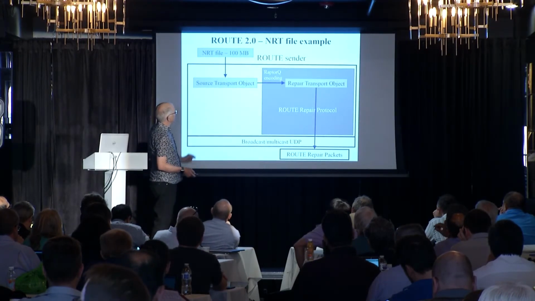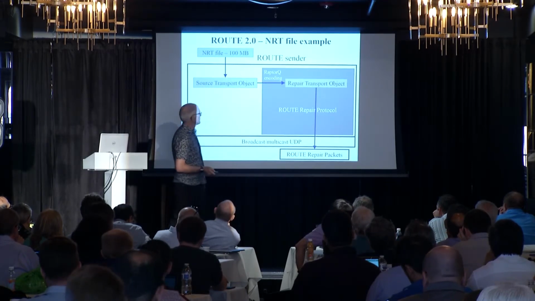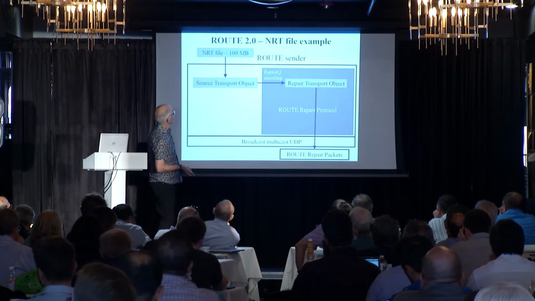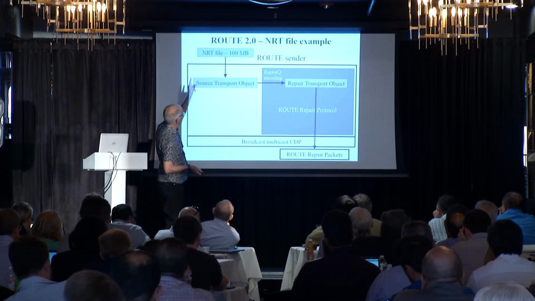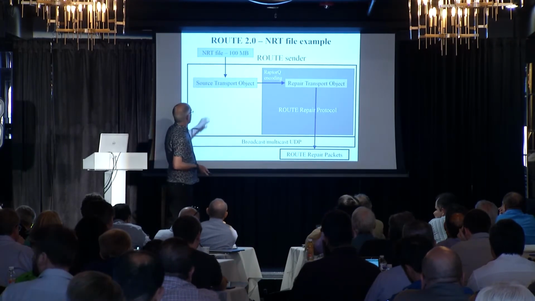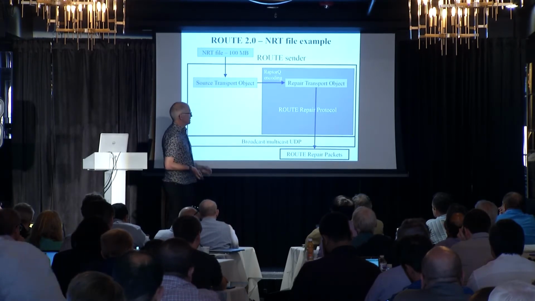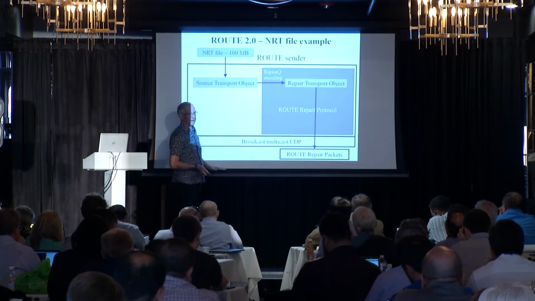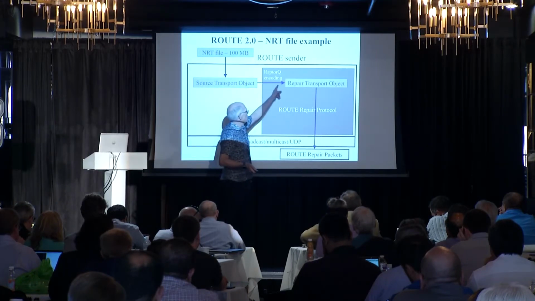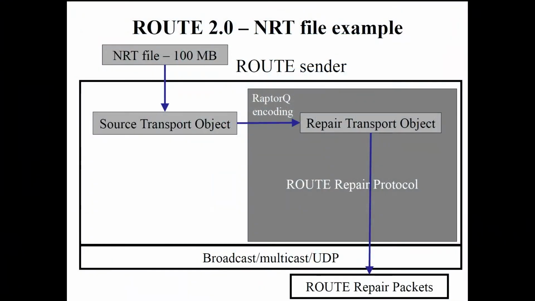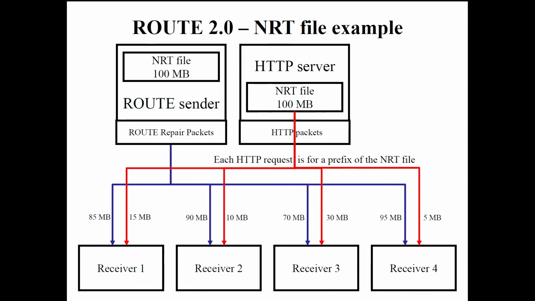Okay. Now I just wanted to give one of my favorite examples for an NRT file. Interestingly enough, here we have an NRT file, say 100 megabytes. We formed the source transport object, but in this example we're not going to actually send any source packets. We're only going to use the RaptorQ encoding to generate repair transport objects and send only repair packets. The reason for doing it this way is that if you use this in combination with an HTTP repair service, it makes it much more efficient from a caching perspective.